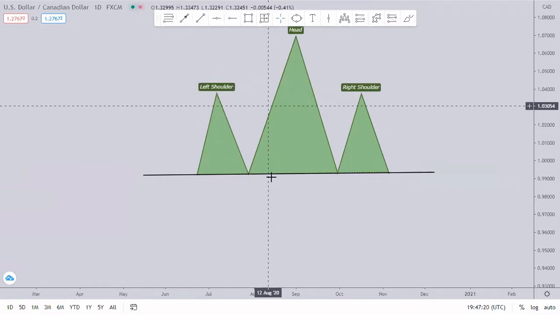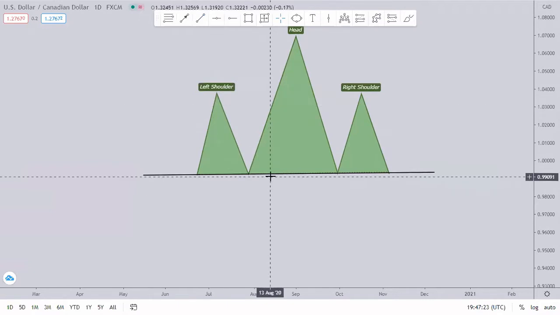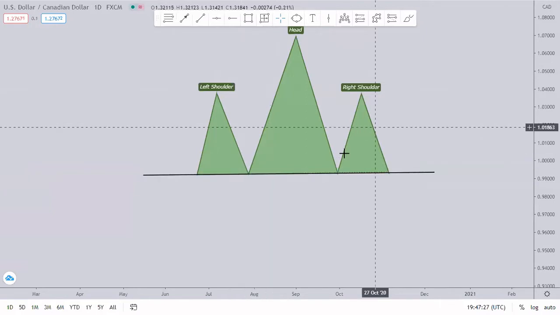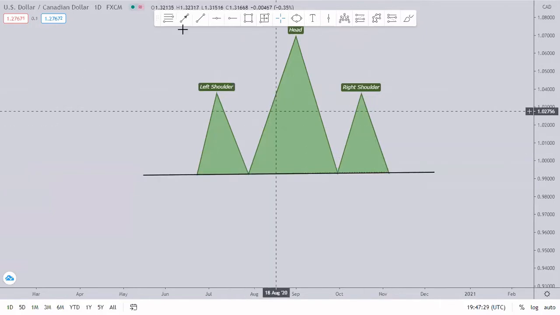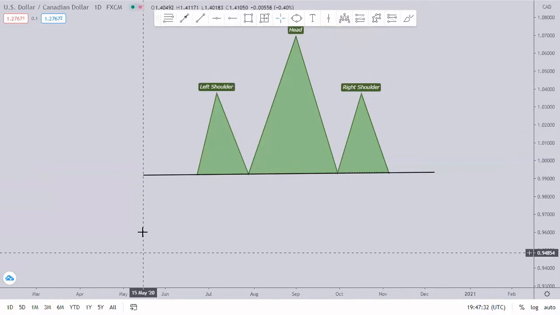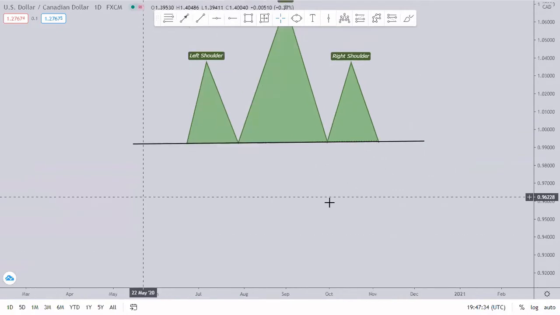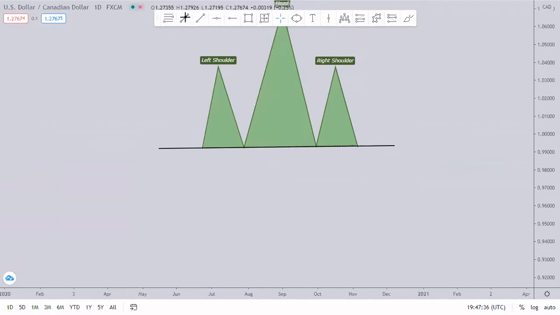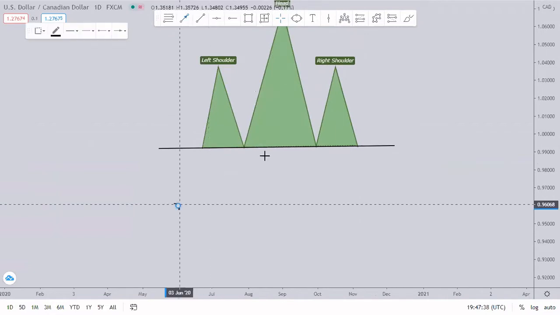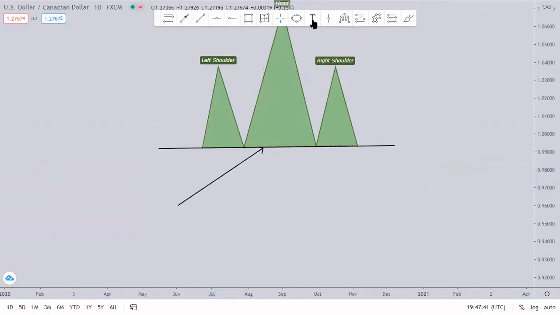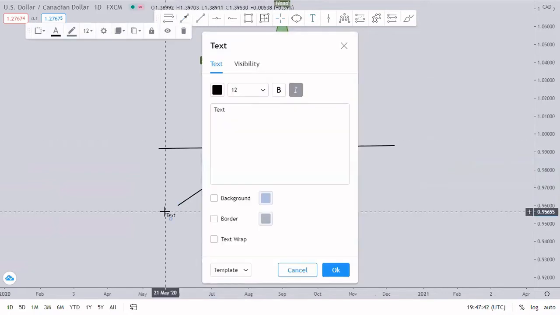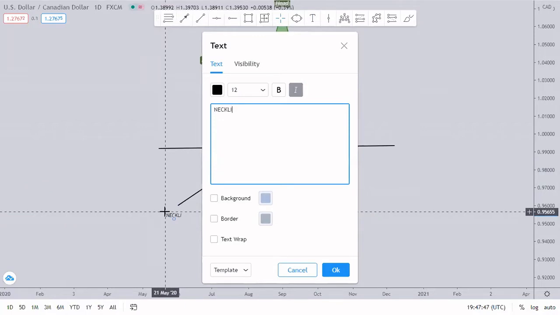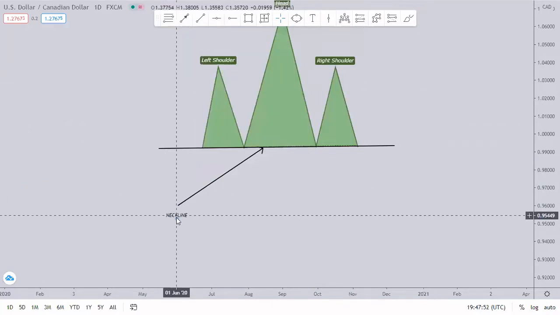Now, there's a part of your body that connects your left shoulder to your right shoulder and your head. That is the neck. So they refer to this line as the neckline, that line right here.